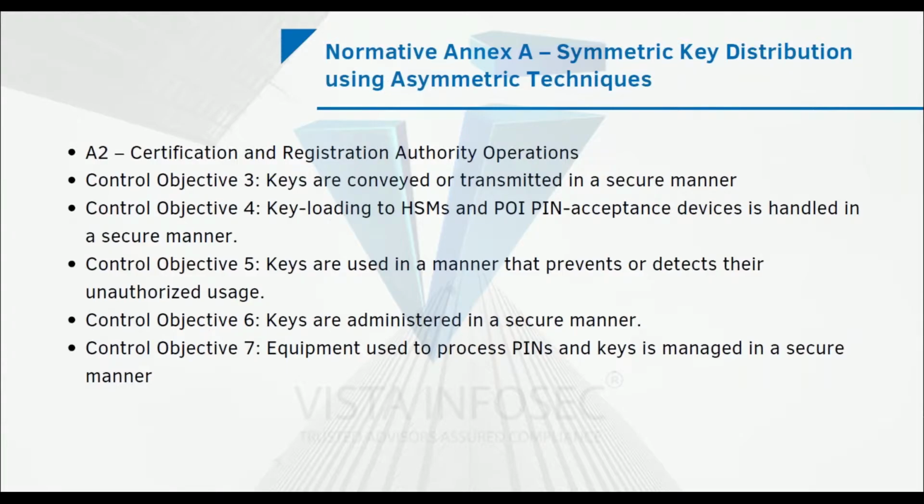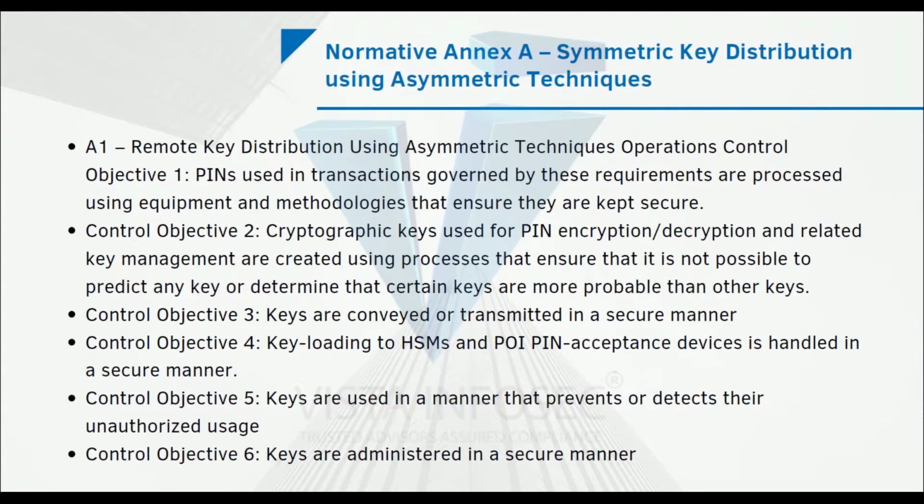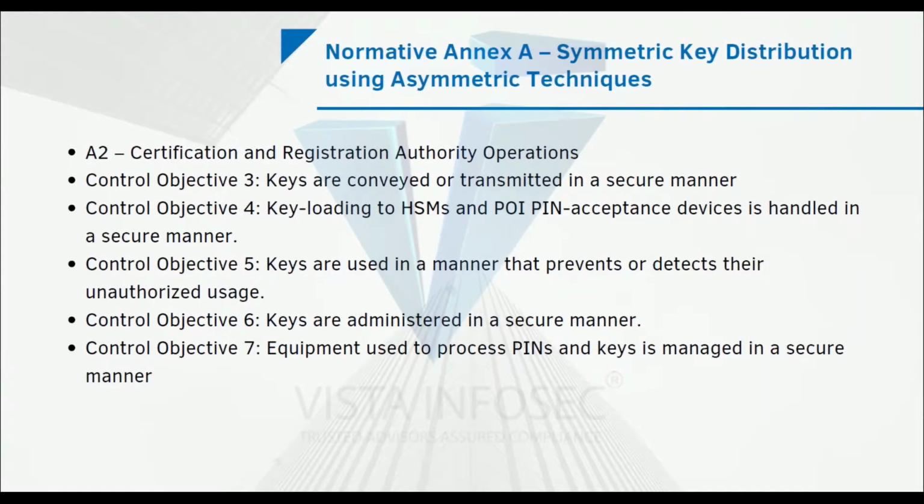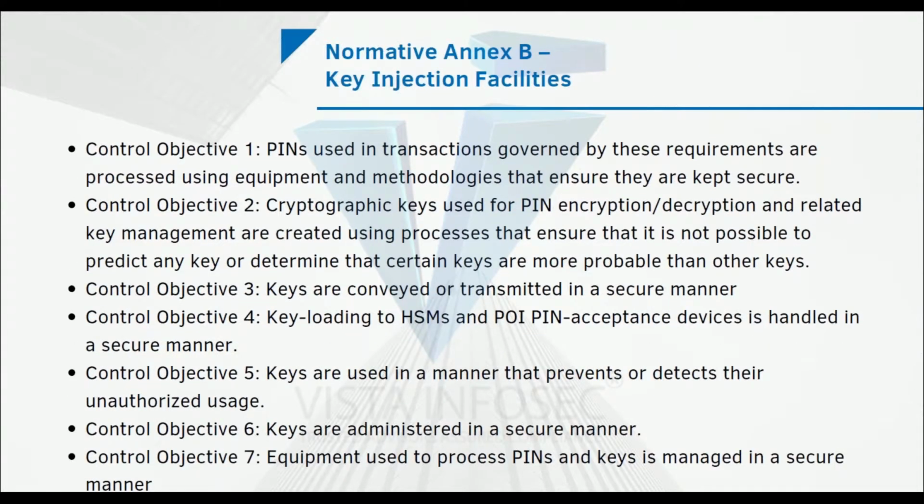And over here again we see there are certification authority and registration authority operations. Keys again here also, 3, 4, 5, 6, 7. There's a direct overlap with what we see over here in the other requirements also. Requirement A1 is for remote key distribution, and Annex A2, section A2, is only applicable to you if you are a certification and registration authority. If you are not, you need not comply with it. You can take that as an option. And this is normative Annex B, which is applicable only and only if you have a key injection facility.